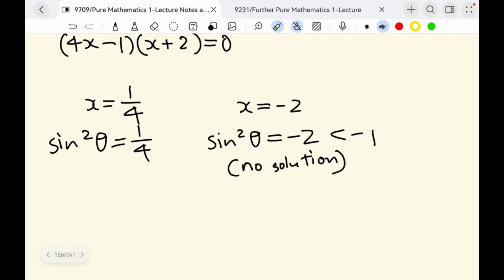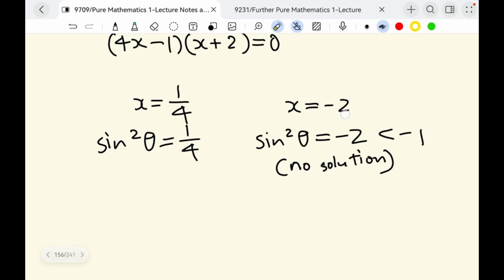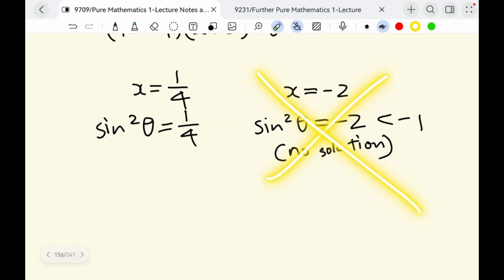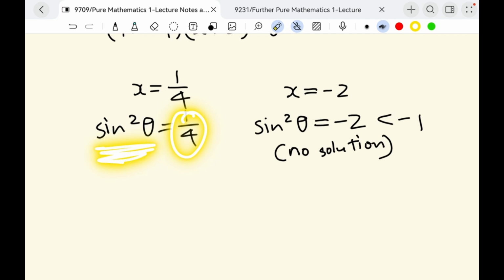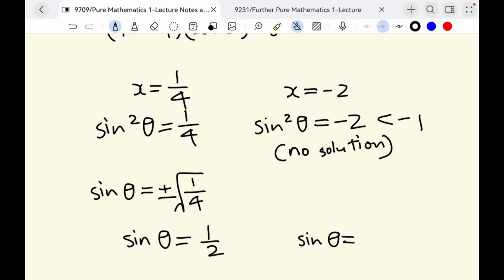Or its magnitude is 1, or the maximum value. Okay? So we may ignore this one. Just focusing on the 1 over 4th, because the 1 over 4th is positive. Plus, it suits the range of the sine theta. Okay? So take the square root at both sides, you will get sine theta equals to plus or minus square root of 1 over 4. So divided into two cases, which is sine theta equals 1 over 2 and sine theta equals -1 over 2.